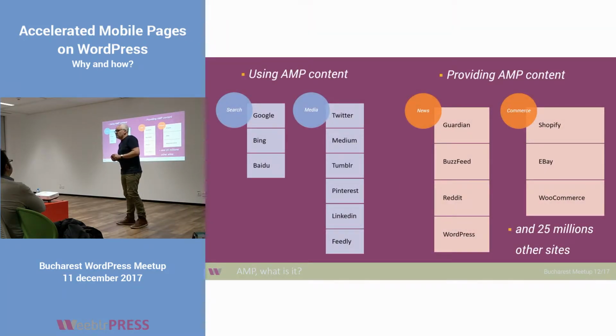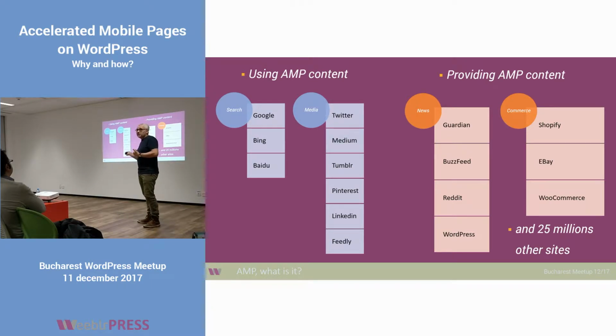So this is what it is like. Who is using AMP? Well, basically, search engines: Google, Bing, and Baidu, which is the main Chinese search engine, are using AMP, which means you could say probably 99% of the search engines in the world are using AMP. So that's a big factor.